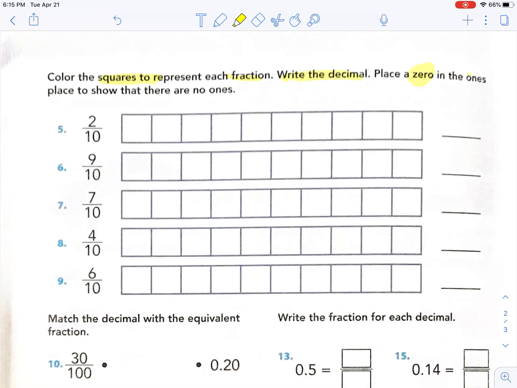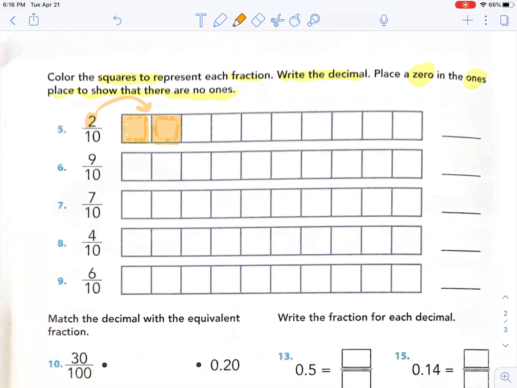Place a 0 in the ones to show that there are no ones. That's what we've been doing this whole time. Okay, so first thing we're going to do, we're going to color the squares to represent the fraction. I know this is out of 10, I'm just going to trust it. 2 out of 10, 2 tenths. Do you see that?